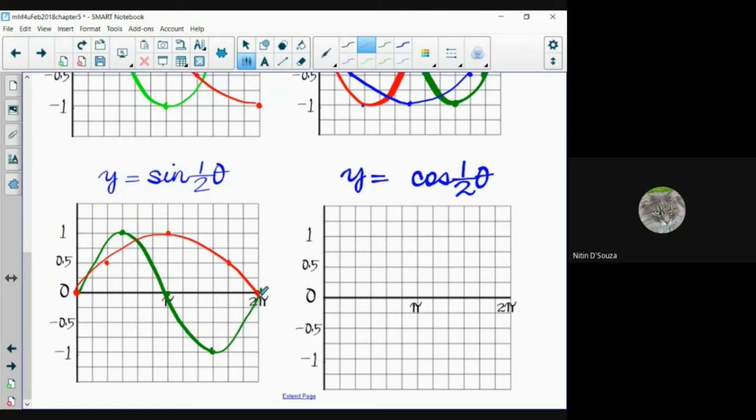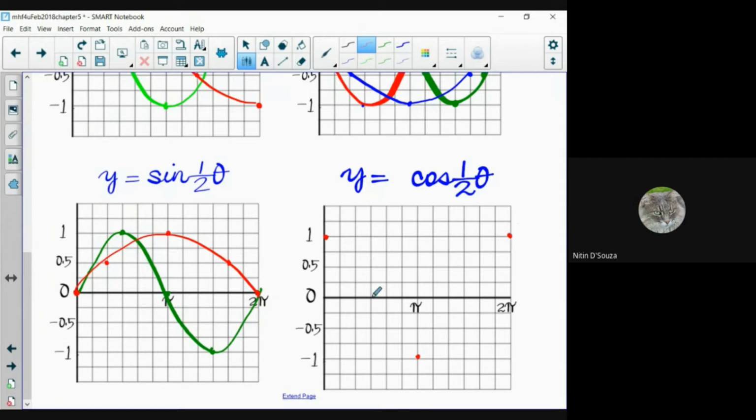Let's see if we can do cosine of half theta, since we've already seen it, without drawing the whole curve. Here's how you could cheat at that. Here's your max. Here's your min. Here's your max. Correct? For half theta, everything will get stretched out by 2.